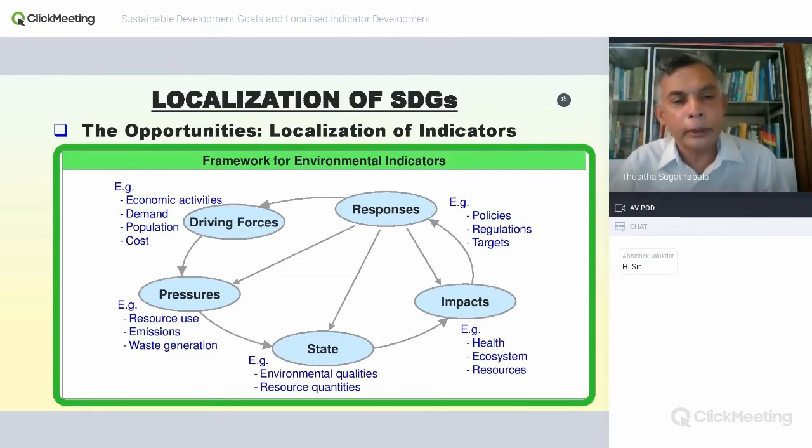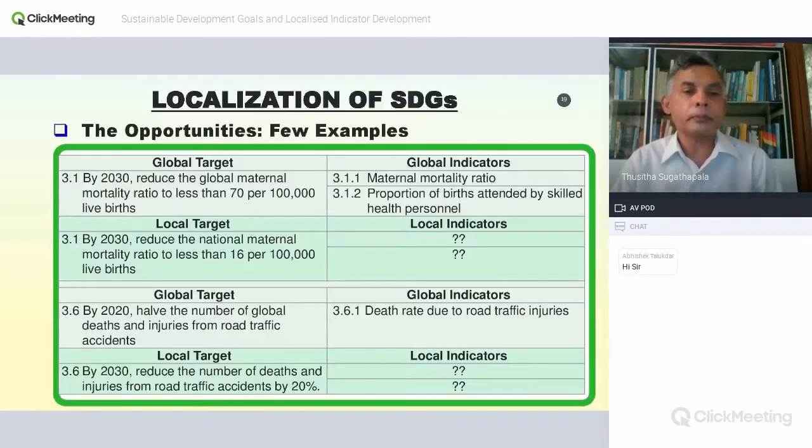And so therefore, when you're setting up indicators, it should not concentrate only on the impact side. There are other areas we have to look at. For example, policy revision can be one of the indicators, maybe at local or government level, or regulation revision may be one of the indicators. That's the particular response. So this framework, which was originally developed for environmental indicators, can be effectively used for identifying indicators for SDGs too.